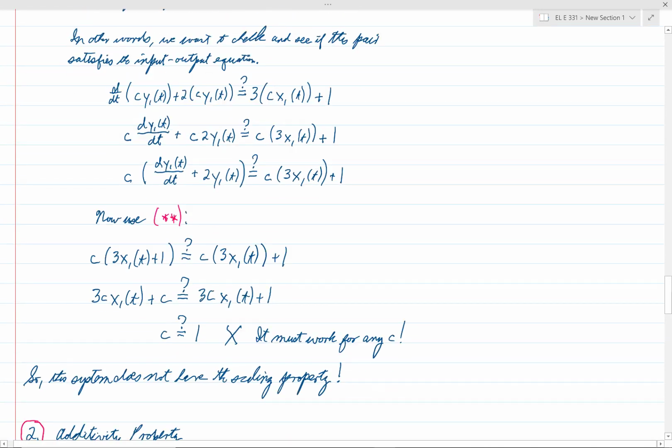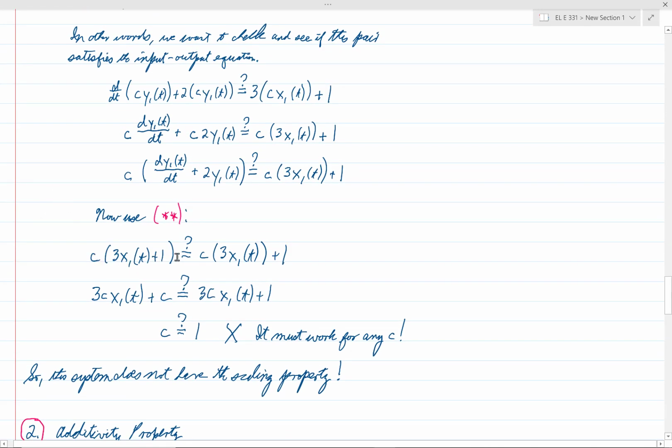And then when I multiply everything on the left-hand side by c, I get 3cx1 of t plus c. And on the right-hand side, if I multiply this out, I get 3cx1 of t plus 1. Then the 3cx1 of t on both sides can be canceled out, and I get c equals question mark 1. And that's not true. This must work for any c, and we see that it only works for one value of c. So therefore, this system does not have the scaling property.